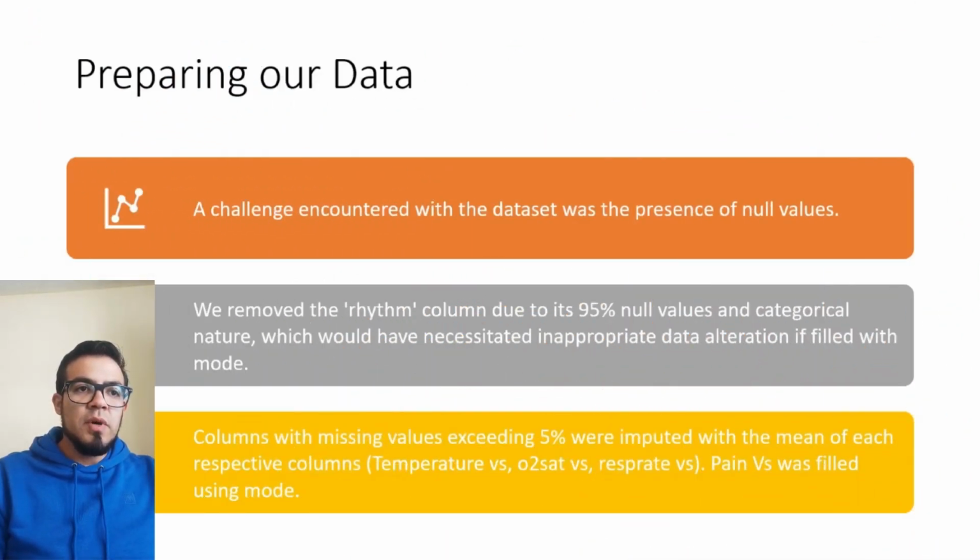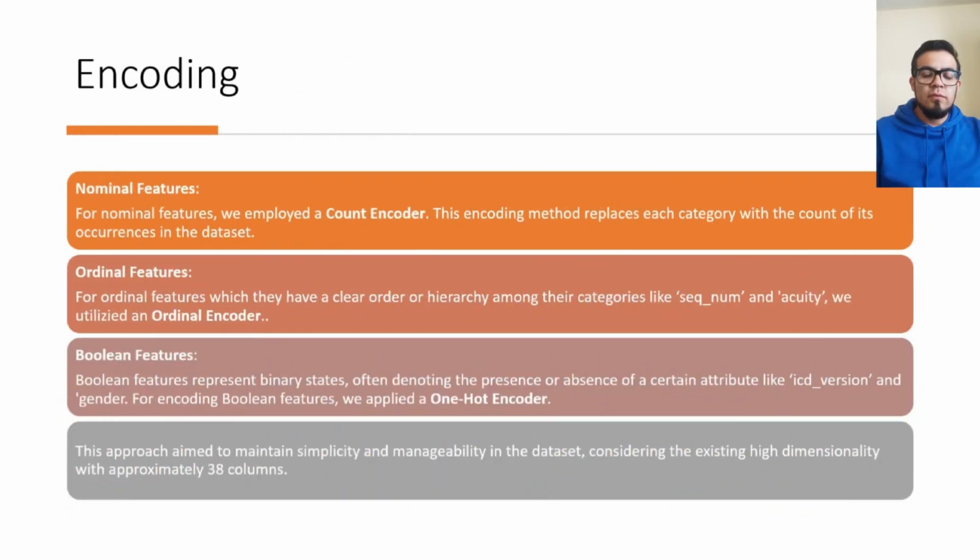For the machine learning part, we faced some challenges. We had some duplicates and null values. We had to fix this information in order to proceed with the machine learning modeling. We cleaned all the data, and we also did some encoding for some of the features. We had nominal features, for which we did count encoding. For ordinal features, we used an ordinal encoder, and for Boolean features, we used one-hot encoding.